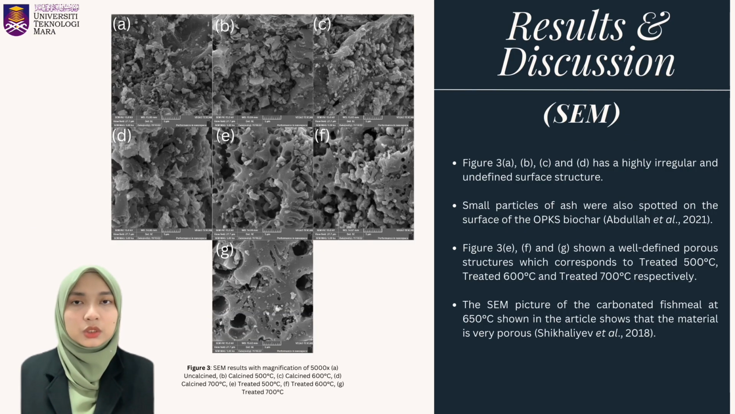Next are the results for SEM, which is to determine the morphology of the catalysts. Figure 3 A, B, C, and D, which correspond to uncalcined and calcined at 500, 600 and 700 degrees Celsius respectively, have a highly irregular and undefined surface structure. The structures were clumped, with non-uniformly distributed pores. Small particles of ash were also spotted on the surface of the OPKS biochar.